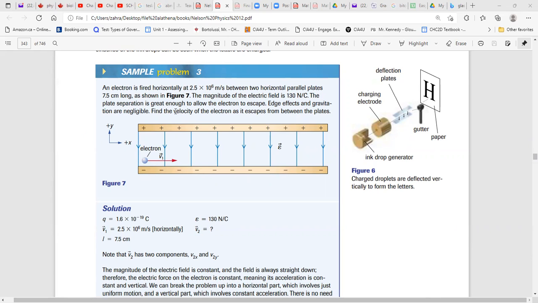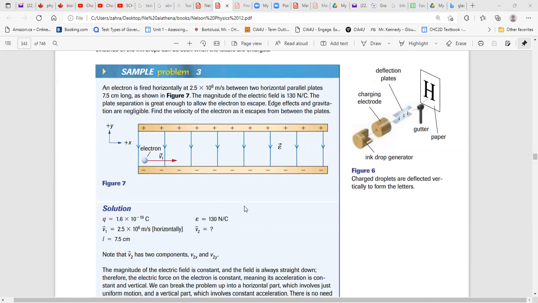The plate separation is great enough to allow the electron to escape. So this separation is good enough for it to just escape. Edge effect and gravitation are negligible. Find the velocity of the electron. So edge effect negligible means the field is just uniform everywhere.